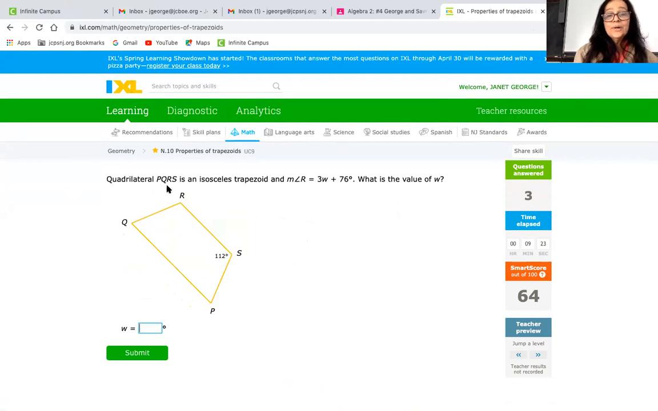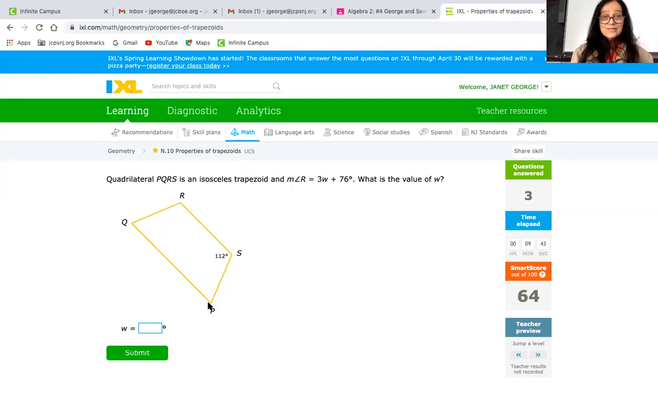Quadrilateral PQRS is an isosceles trapezoid. Isosceles means that these two legs are congruent and the bases are parallel, right? So the measure of angle R is 3W plus 76. What is the value of W?